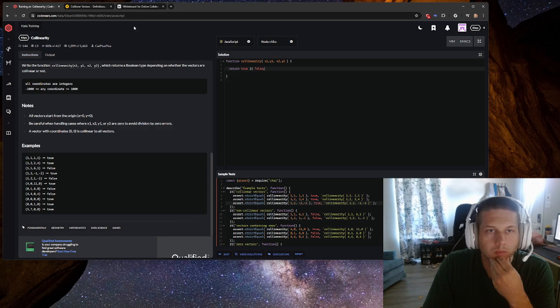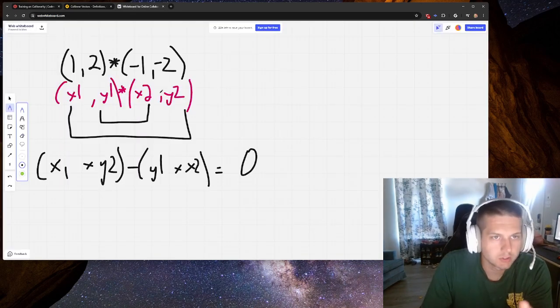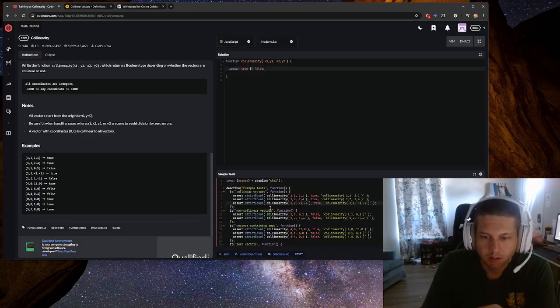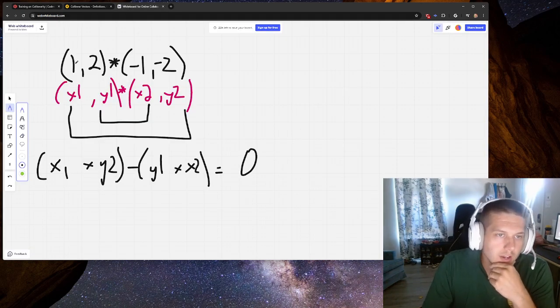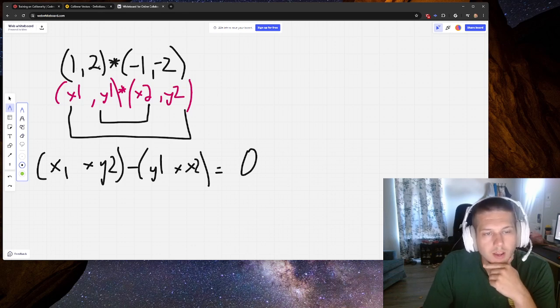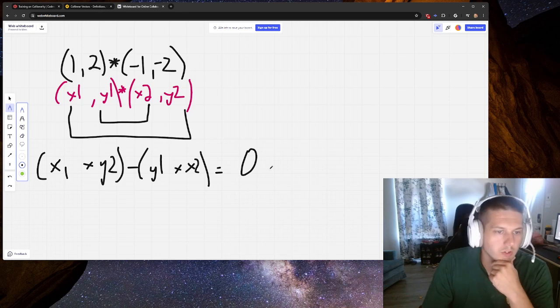I'm going to pull up the whiteboard right here, where I have a few different notes, and I pulled in the first example from the bottom here. So we have an x1 of 1, a y1 of 2, and we're multiplying this by the second x2, which is negative 1, and the second y2, which is negative 2. In order to split these out, we'll take the y1 times the x2 and the x1 times the y2. So we have x1 times y2 minus y1 times x2, which should equal 0.